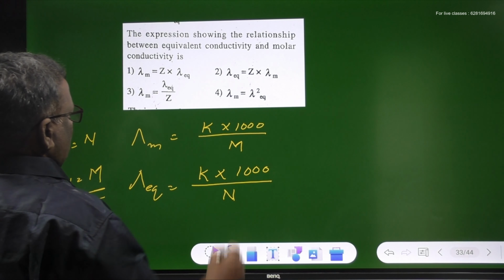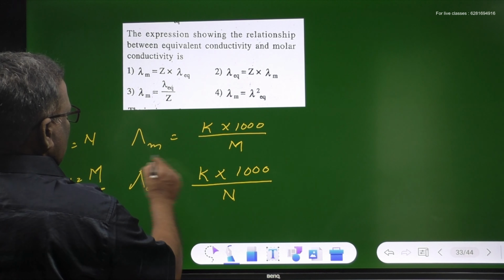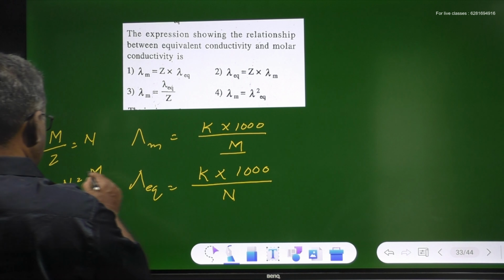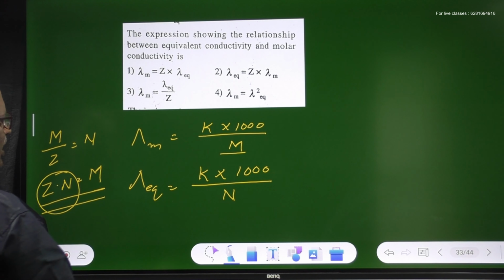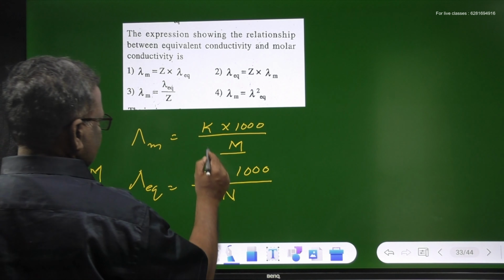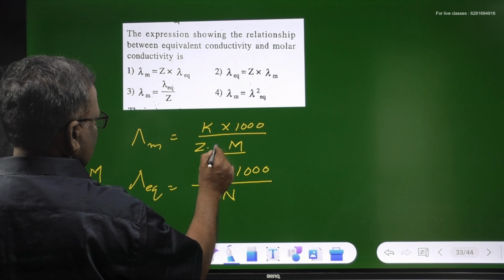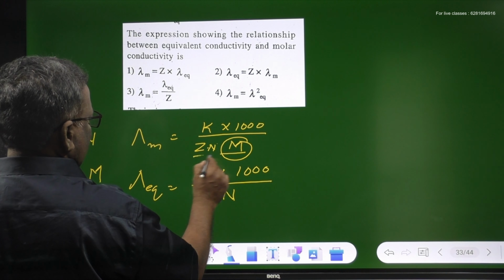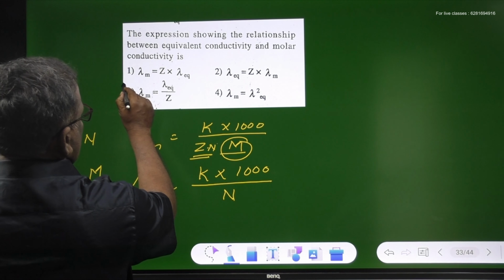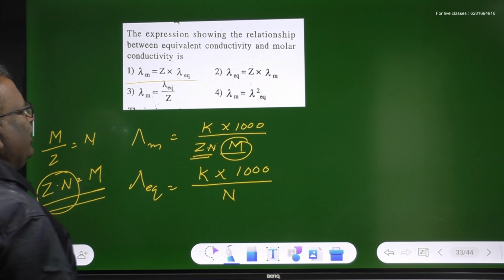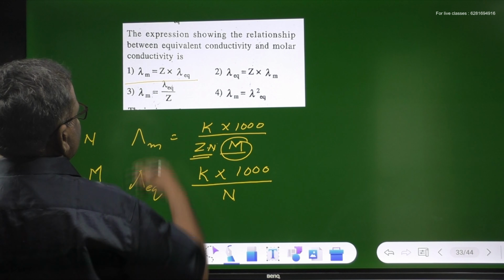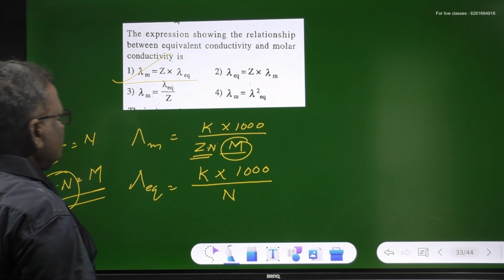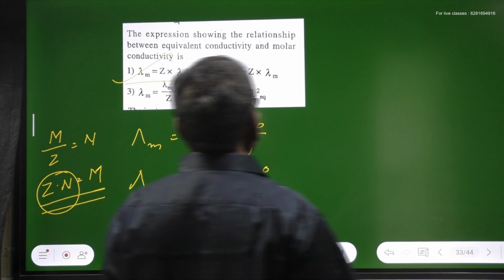So instead of this molarity, you can write Z into normality. Instead of molarity, we can write Z into normality. So molar conductivity is equal to Z into equivalent conductance. First option is correct.